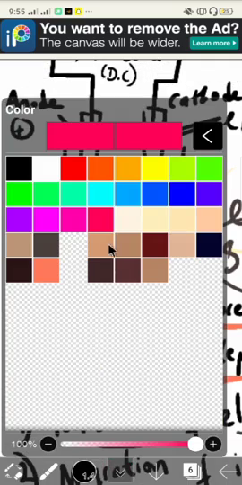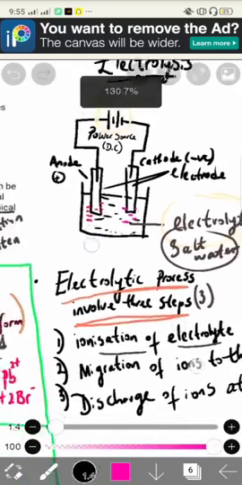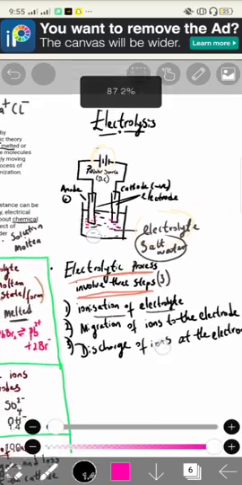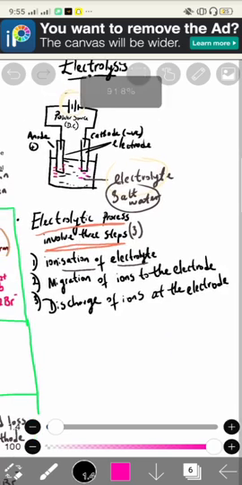You get me? So if they are there, they will have to move to their electrodes. So that is migration. You know what migration is? Moving from one place to another. The next one is discharge of ions at the electrode.